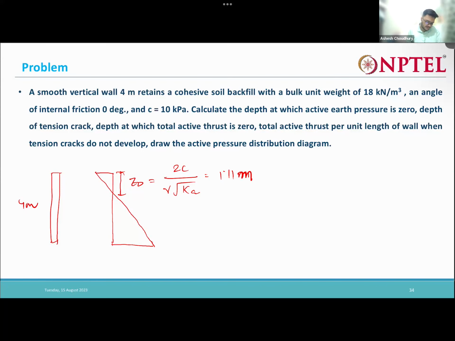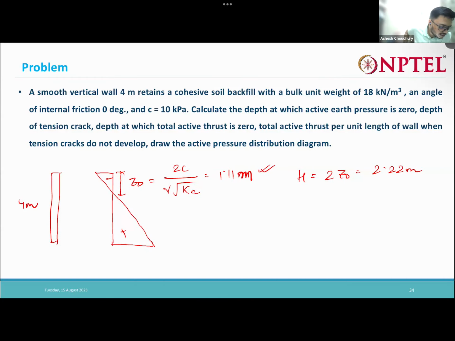Now, the first question is to calculate the depth at which earth pressure is 0. We already found that out: at 1.111 meter below the top, the active earth pressure is 0. Next is the depth of tension crack. The depth of tension crack is nothing but 2 into Z naught. This part is negative and this part is positive, so some cracks develop. That is the depth of tension crack.